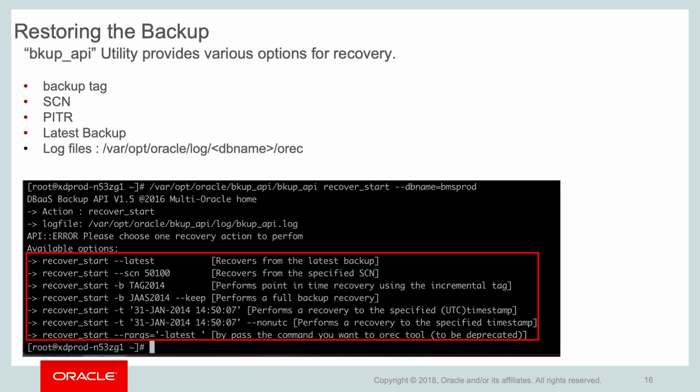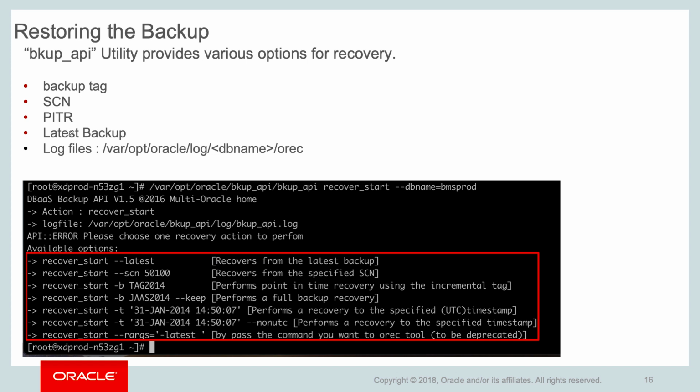We have seen till now how to deal with the backup configurations, and now we will take a look at how to restore using those backups which we have already taken. Backup API again provides various options. These options for recovery include backup tag. Using backup tag, you can do restore. You can use the system change number. You can do point in time recovery.